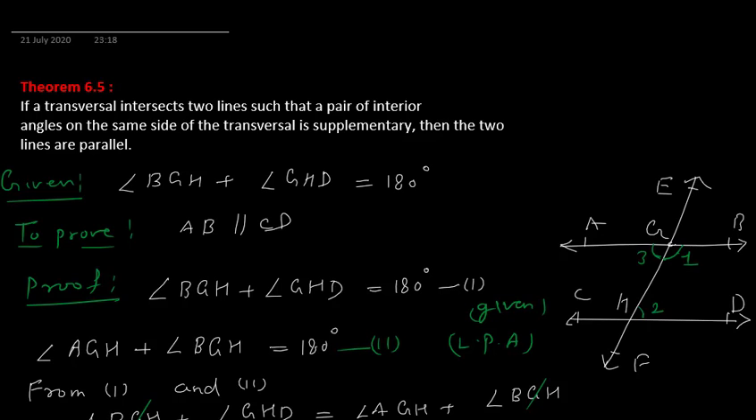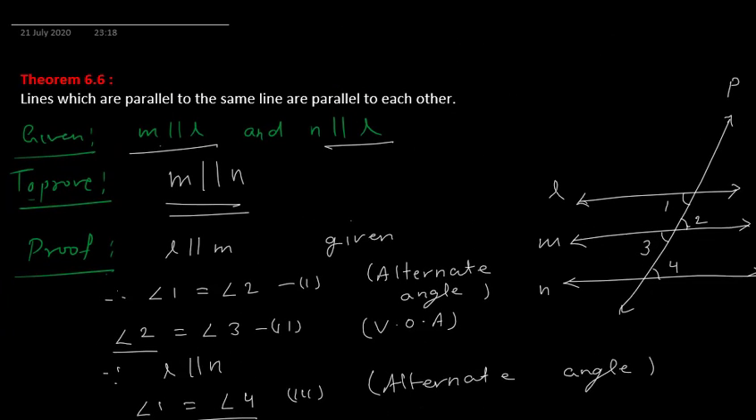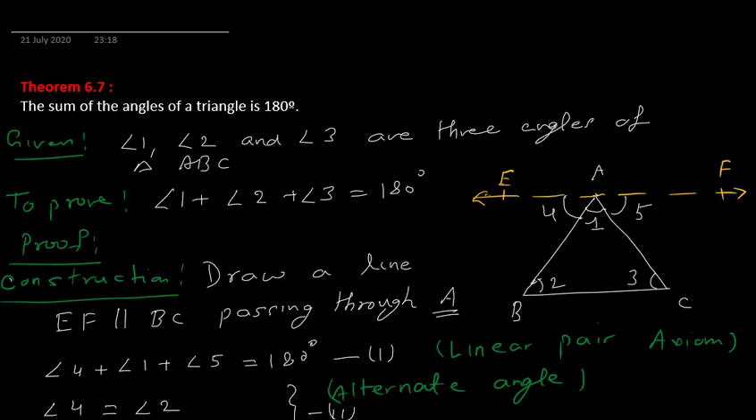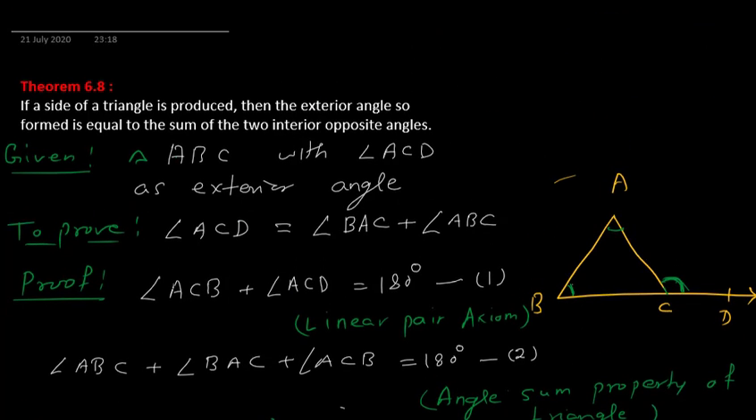Theorem 6.6 is, lines which are parallel to the same line are parallel to each other. Theorem 6.7 is, the sum of three angles of a triangle is 180 degrees. And finally we have theorem 6.8, which is, if a side of a triangle is produced, then the exterior angle so formed is equal to the sum of the two interior opposite angles, right? So these are 8 theorems and 4 axioms, right? I hope you understand everything.